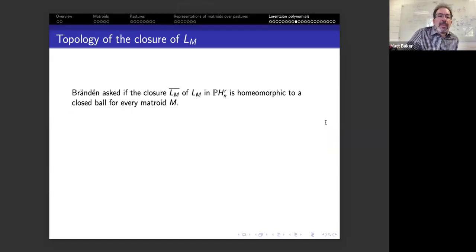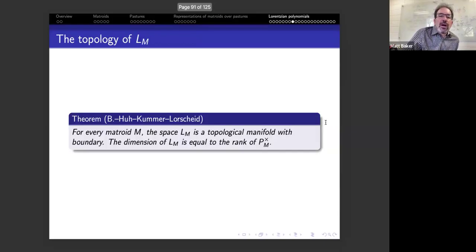Okay, now what can we do with this connection? I'm going to say more about the connection, but this is the first interesting connection between the two worlds.